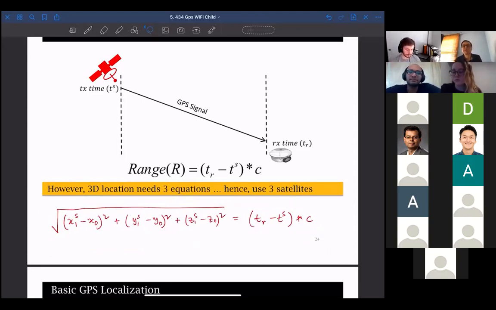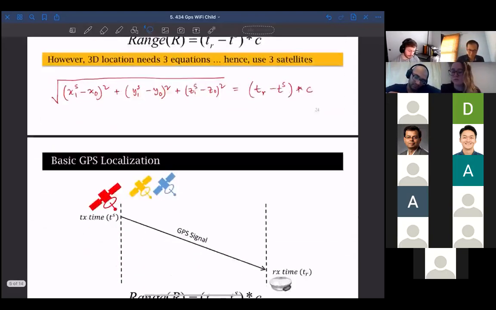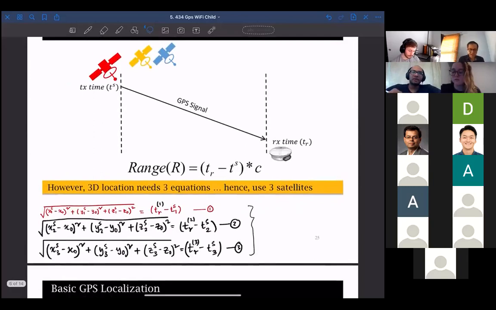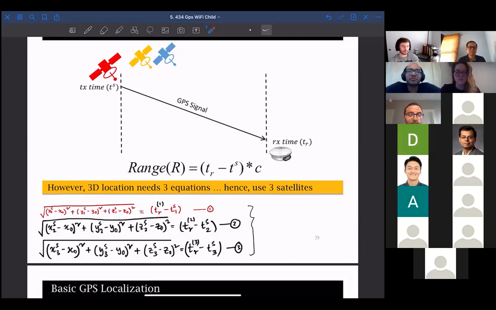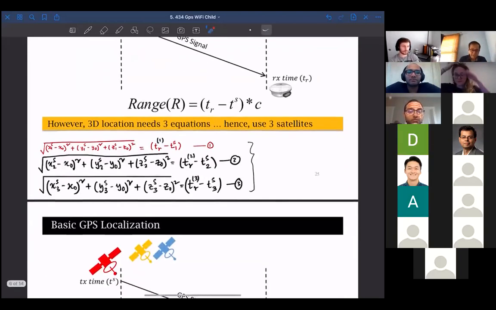You need more equations. You do the same with other satellites. So you take your first equation as is, but you also compute it from x2s, y2s, z2s, x3s, y3s, z3s. You get these 3 equations, and now you're in business. You have at least 3 equations, right? 3 equations, 3 unknowns. Hey, but there is still an issue though.